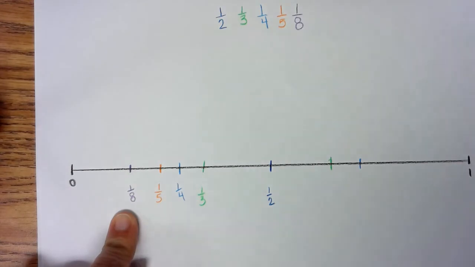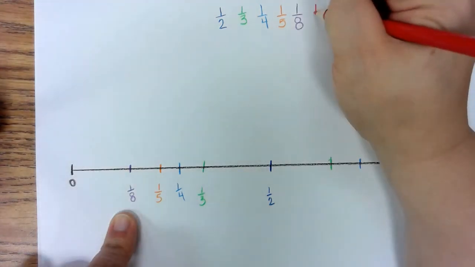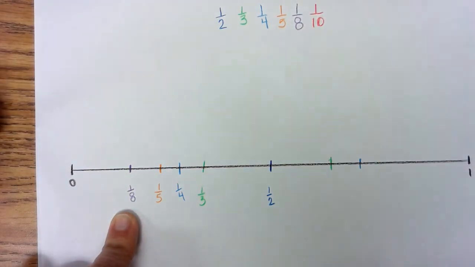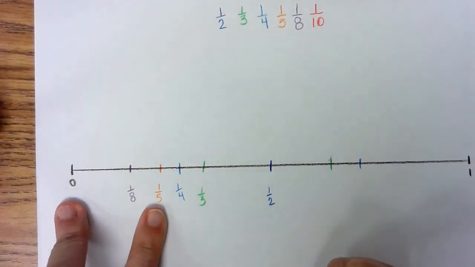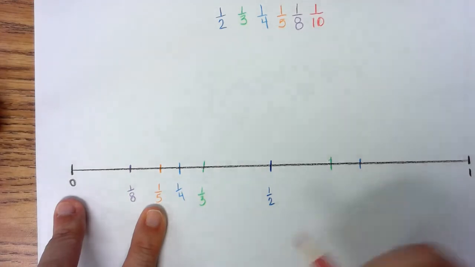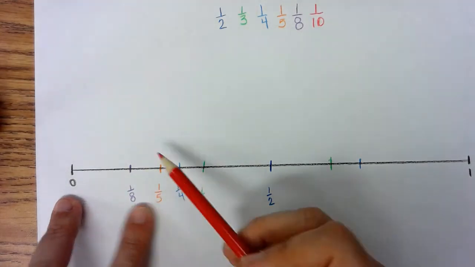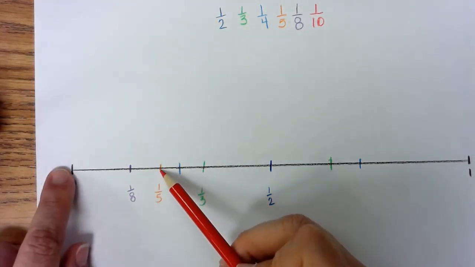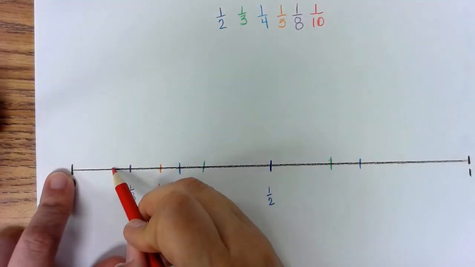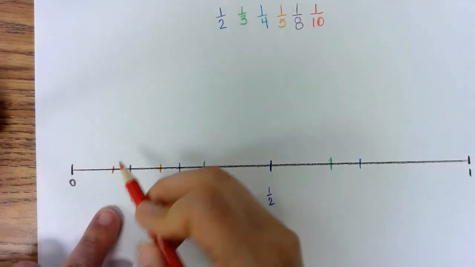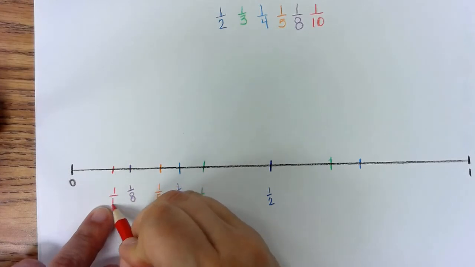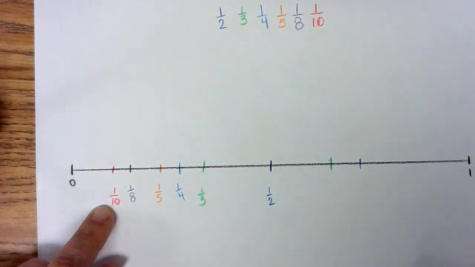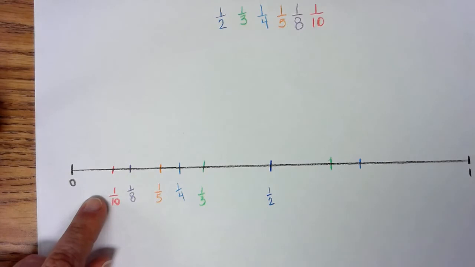A couple left to go. Next one we're going to do is 1/10, 1/10 with my red pencil. So 1/10 is half of 1/5, right? Because 5 times 2 is 10. So if I take my 1/5 segment and I divide that in 2, I'm going to get a segment that is about 1/10 of my number line. Great job.